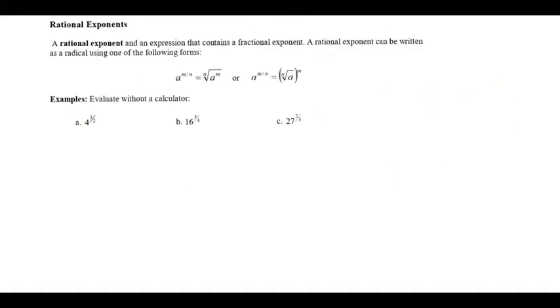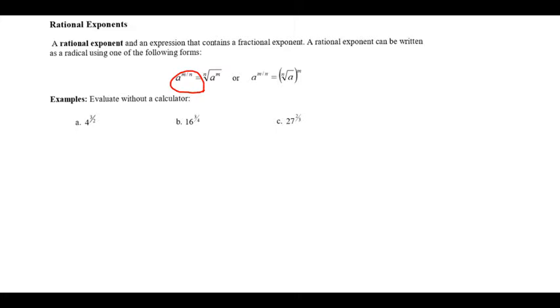So the next section that we're looking at is rational exponents. And a rational exponent is an expression that contains a fractional exponent. And a rational exponent can be written as a radical using one of the following forms. So if you have an exponent that is a fraction, so a to the m divided by n, you can write it as a to the mth power, and you're looking for the nth root. So what you're doing is your denominator is always going to be the index of your radical. The numerator is always the power.